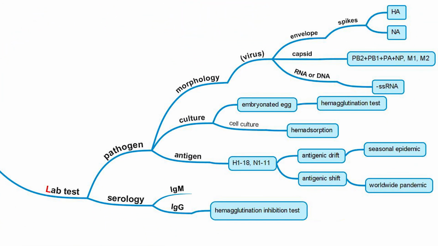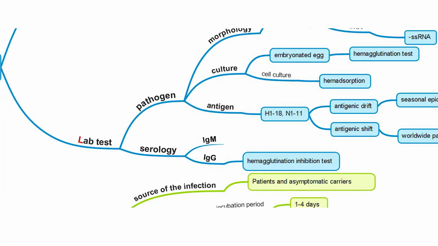To confirm the diagnosis, we can detect the virus by isolating and identifying methods, such as embryonated eggs and HA test, or cell culture by hemadsorption test. Or we can use serologic test, usually hemagglutination inhibition test, to measure the antibodies titer in paired sera.